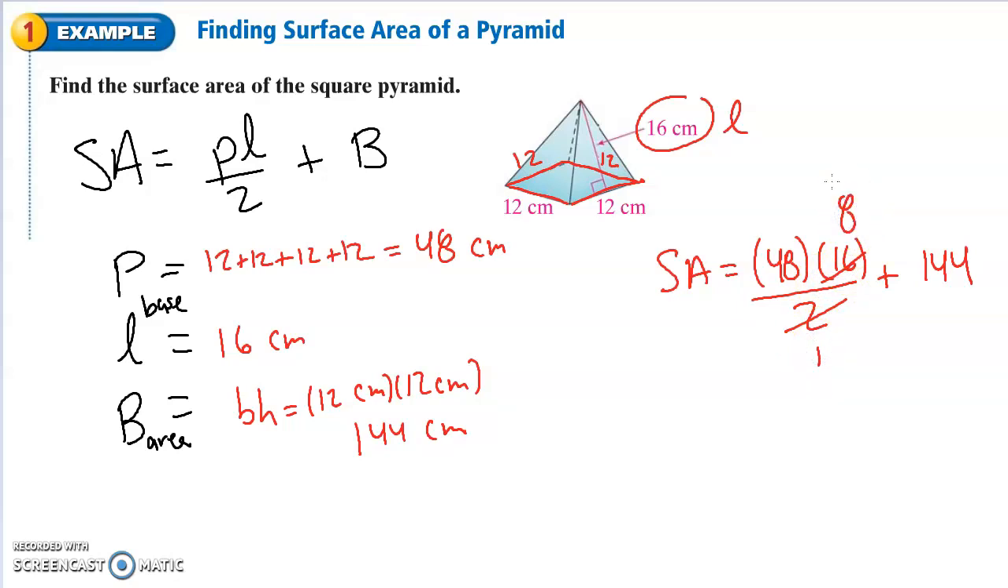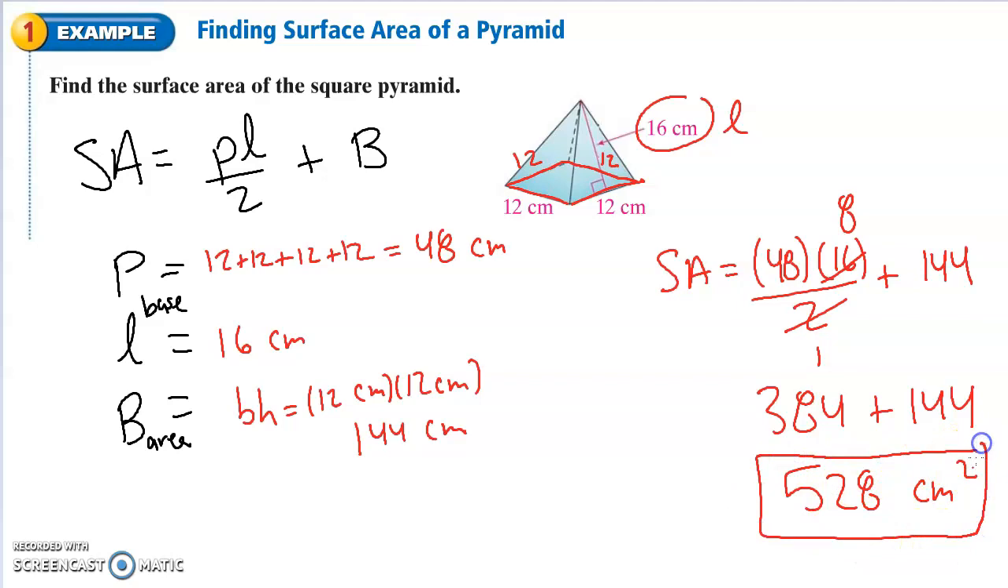So if I take a calculator out and figure out what's 48 times 8, I'm going to get 384 plus 144. This is going to give us 528 centimeters squared, because this is an area and area is square area.